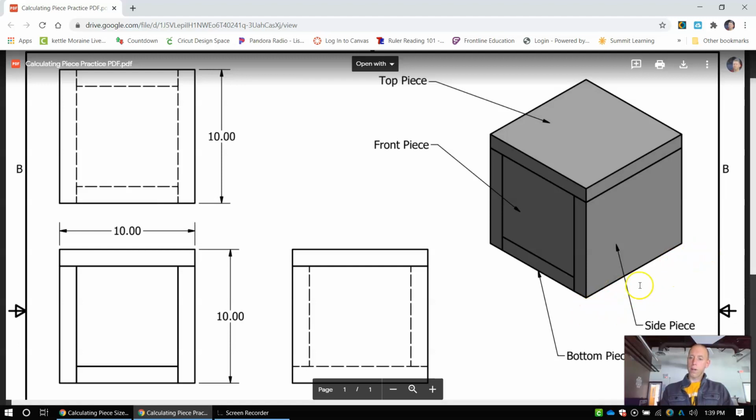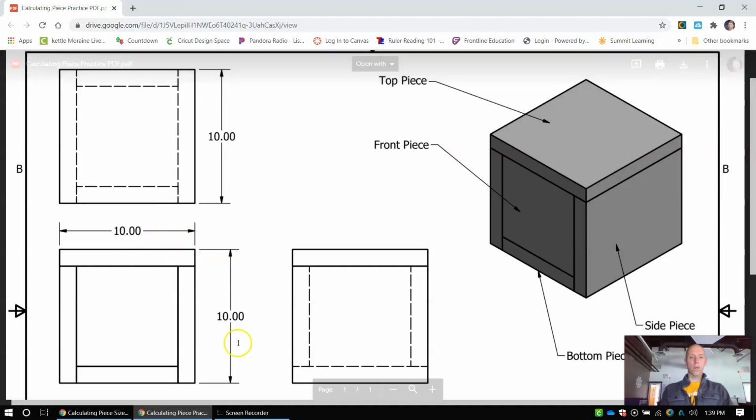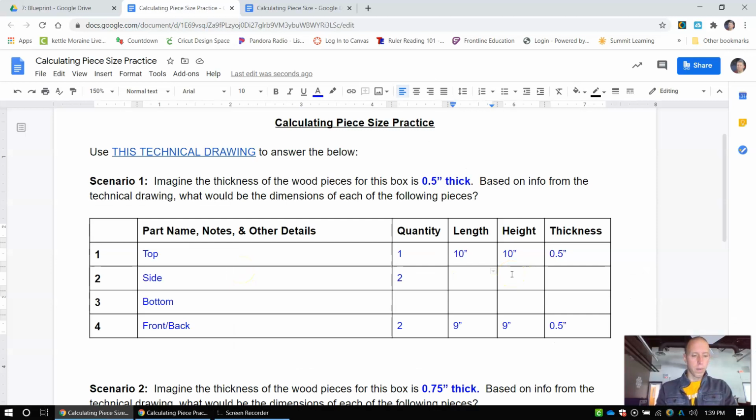So that's there to there is 10 inches, and then the total, in this situation, can the side piece be 10 inches tall? So the side piece cannot be 10 inches tall because part of it is cut off from the thickness of the top piece. The total height of this cube is 10 inches tall, but now we have to subtract 0.5. So 10 minus 0.5 is 9.5. So for our side piece, we're going to write that it is 10 inches long, and it is 9.5 tall. And then of course it's 0.5 inches thick.